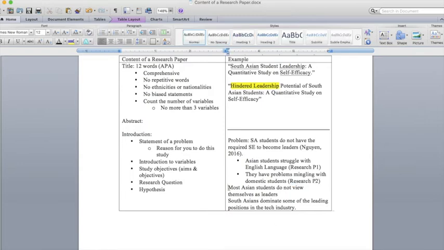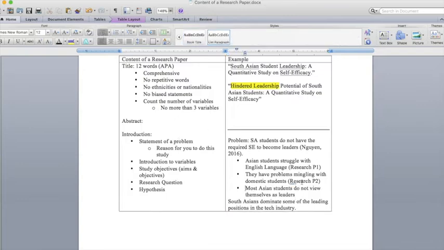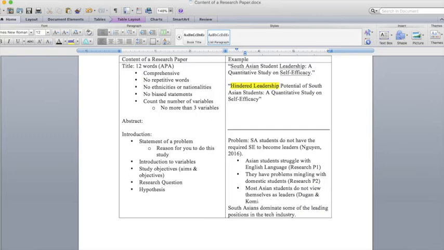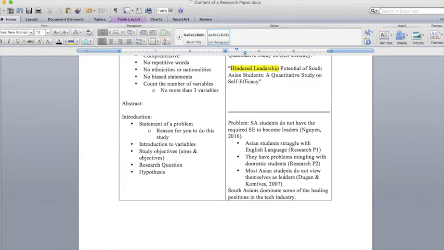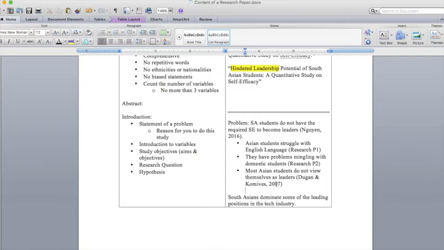And then most Asians do not view themselves as leaders as well. This was said by two individuals named Dugan and Komives, 2007. I found this in a research paper. Now, I have well supported this statement. They don't have the required leadership. Who said it? Gwen said it. And they have language issues, they have problems mingling, and they also have this issue of not viewing themselves as leaders. Now, I have documented a fabulous problem here with decent research support.